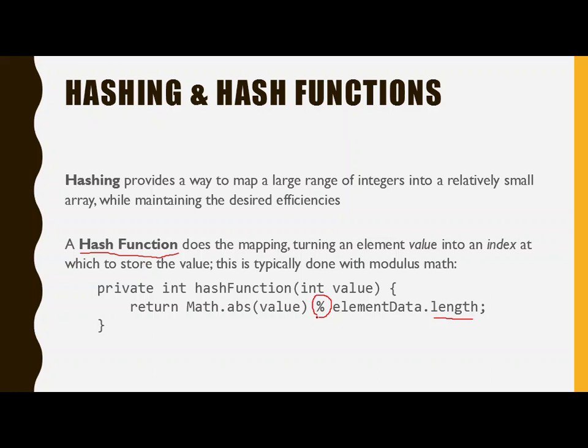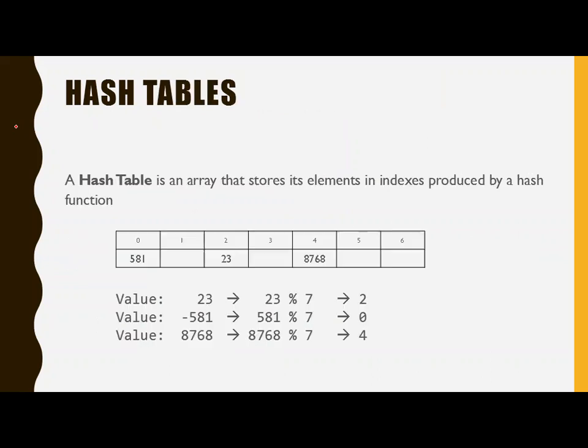If you think about it, modulo math will always guarantee that the result of this operation is going to fit into the array. Do you see why? Modulo is a remainder, and the remainder could never be bigger than the size of the array. So that's the magic of hashing: it uses a hash function to turn a value into an index, and that index will always fall within the length of the array. Make sense?